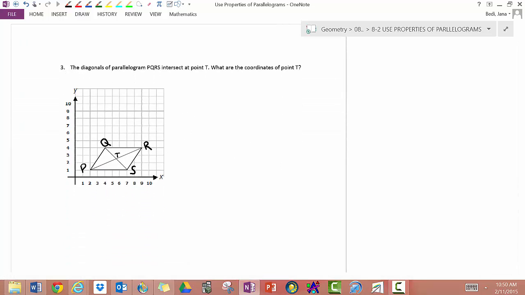On number 3, it says, what are the coordinates of point T? Remind yourself, if you have two diagonals, what do they do to each other in a parallelogram? I believe that they bisect each other. If they bisect each other, then T is a midpoint. So maybe possibly you could find the coordinates of P, Q, R, S, and then apply the midpoint formula possibly to find the coordinates of T. You can decide which points to use and then do a common sense check whether your answer is correct. Good luck.